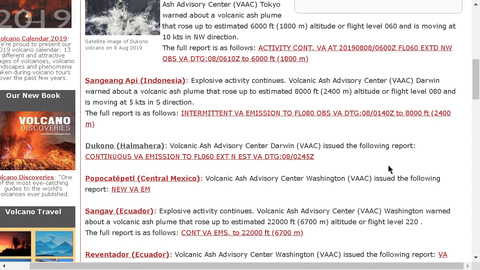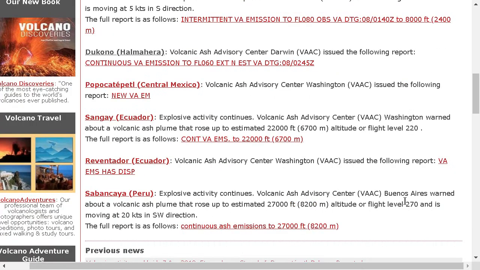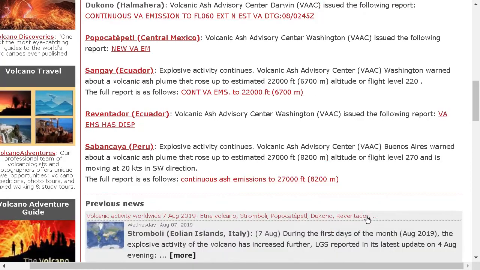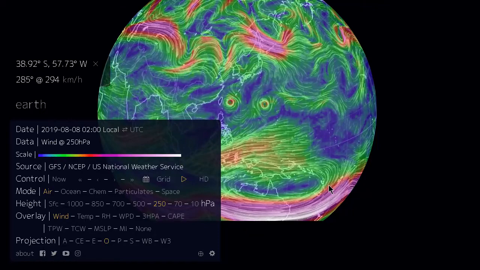Mount Dukono, producing a 6,000-foot ash plume. New emissions from Popocatépetl. Sangay, producing a 22,000-foot ash plume. Reventador has dispersed the volcanic ash, and Sabancaya still exploding, producing a 27,000-foot ash plume. Please don't do the Fosbury flop over Sabancaya.